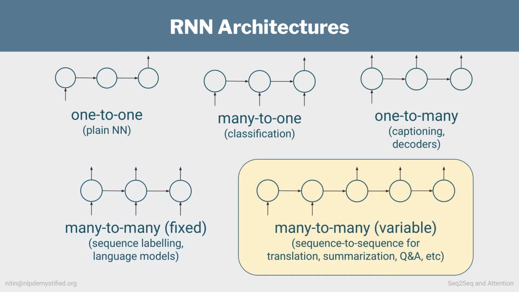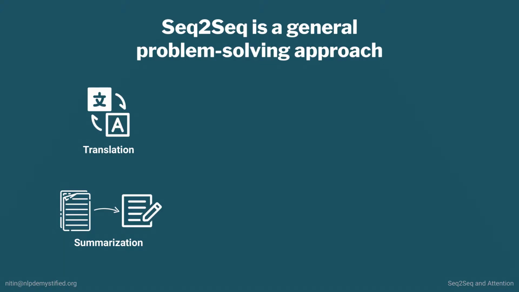But there are lots of sequence-generating scenarios where the mapping between input and output isn't one-to-one. This is where sequence-to-sequence or Seq2Seq models come into play. A Seq2Seq model takes an input of indeterminate length and outputs another sequence of indeterminate length. So the lengths of the input and output don't have to match. A lot of tasks can be framed as Seq2Seq problems.